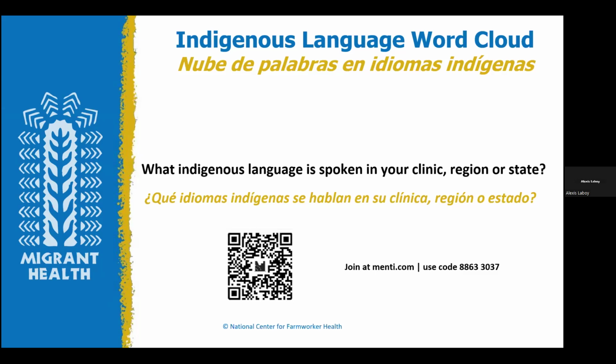So when you scan this QR code, or if you use the link that will be shared in the chat, you will see 2 to 3 options for you to enter languages. So if you are able to do that, please share with us what indigenous languages are spoken in your clinic or your region and state. And we're gonna see a word cloud now after you share those languages with us. So we're gonna give you a couple more seconds to scan that QR code or use the link. There we go. There we have the link in the chat.